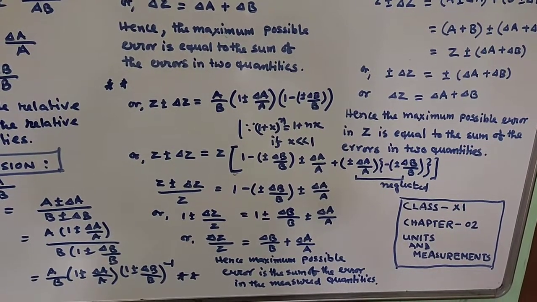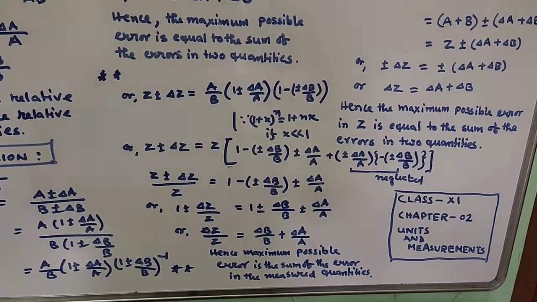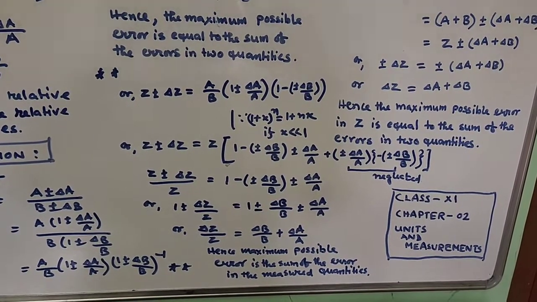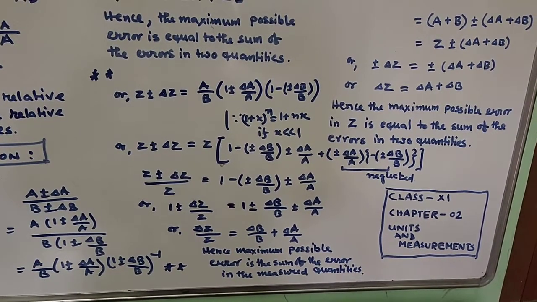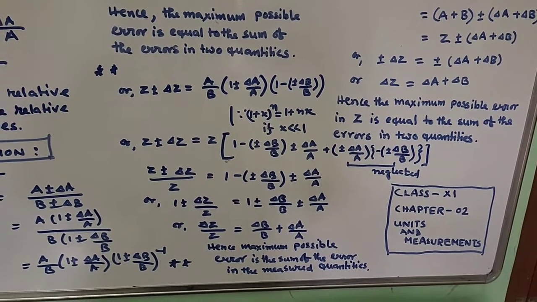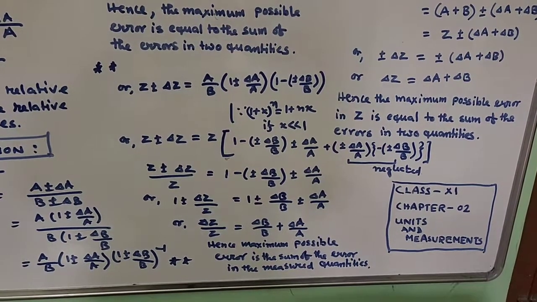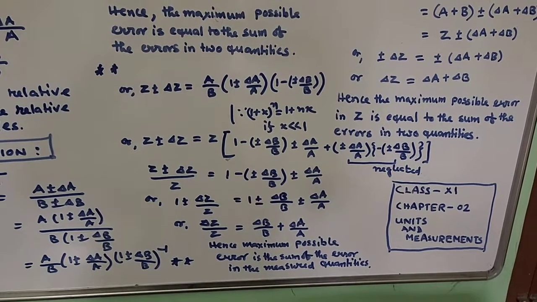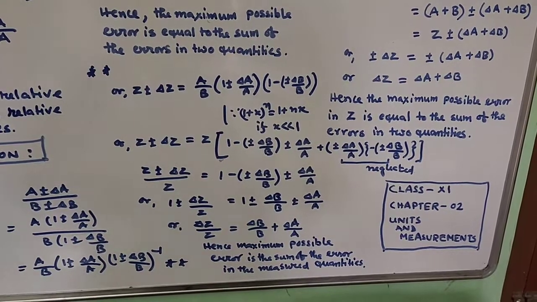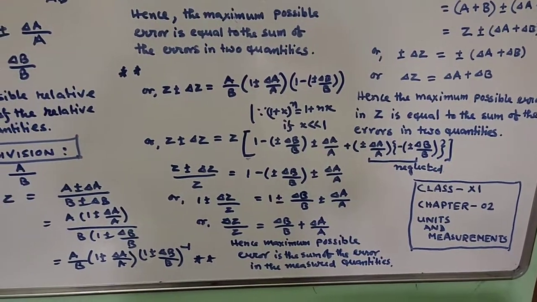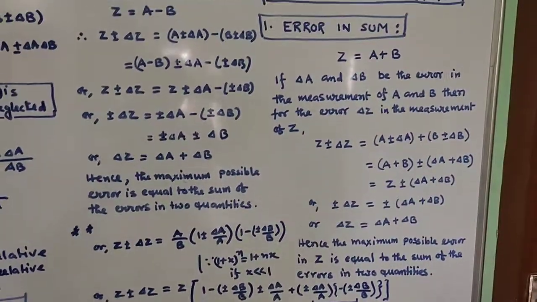So you are getting (z ± Δz)/z = 1 ∓ ΔB/B ± ΔA/A. So 1 ± Δz/z = 1 ± ΔB/B ± ΔA/A. So 1 goes off, Δz/z = ΔB/B + ΔA/A. So finally you can get, hence the maximum possible error is the sum of the errors in the measured quantities. So product and division parts are identical, and addition and subtraction parts are identical.